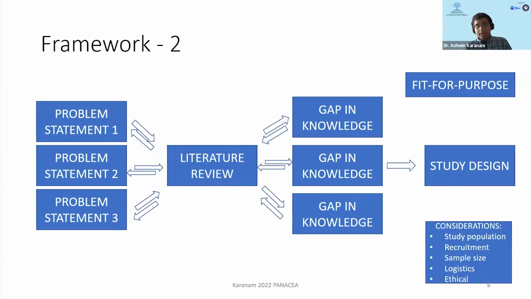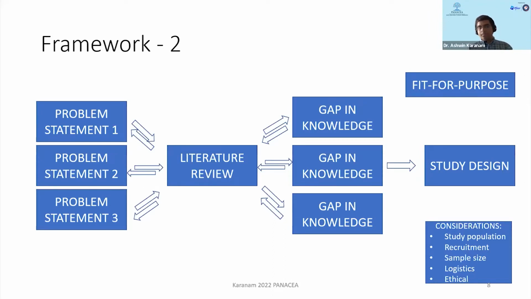All of them require the same literature review, but then the literature review can generate more problem statements back, and that's why it's a bidirectional flow. And using the literature review, you understand what the gaps in knowledge are. And you can conduct an all-encompassing study which answers all of these questions. But again, you still need to consider the same questions we did before: study population, recruitment, sample size, logistics, and ethical questions.